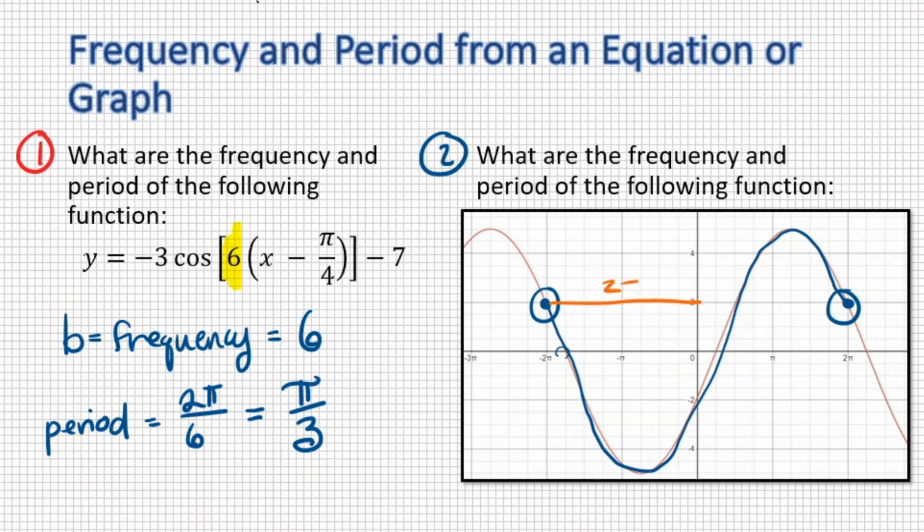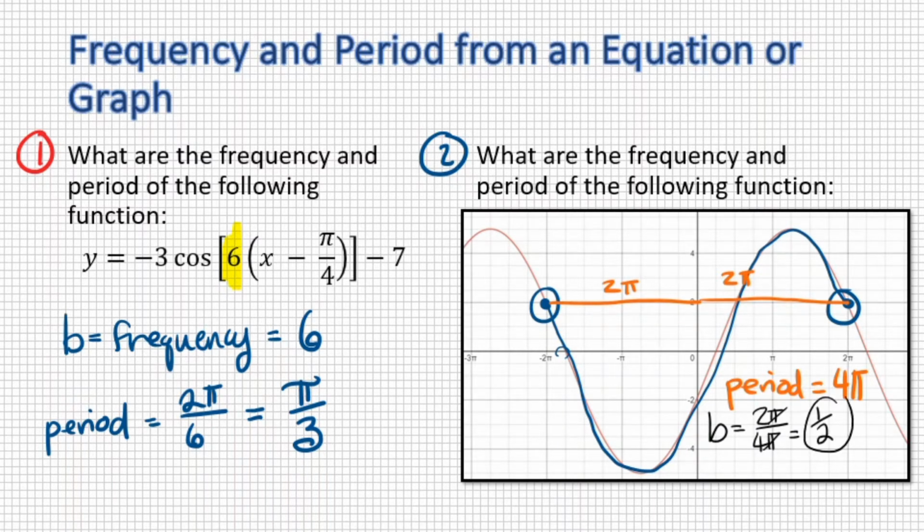Okay, so how long did that take to happen? Here's 2 pi. Here's another 2 pi. So my period is 4 pi. If I want to find my frequency, 2 pi divided by the period. Pi's cancel, and my frequency is 1/2. So the same as the other example, but perhaps harder to see.